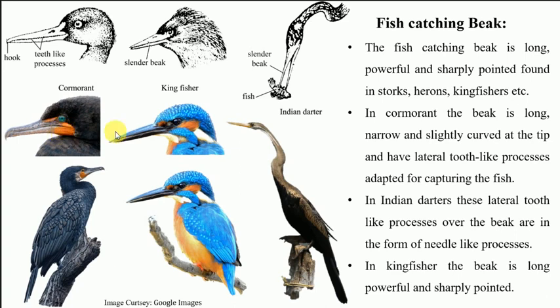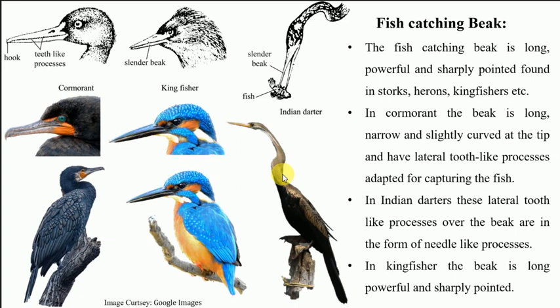Now another bird is the snake bird. The snake bird is also referred to as the Indian darter. Okay, so these lateral tooth-like processes over the beak are in the form of needle-like processes.